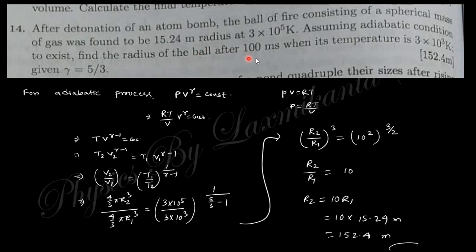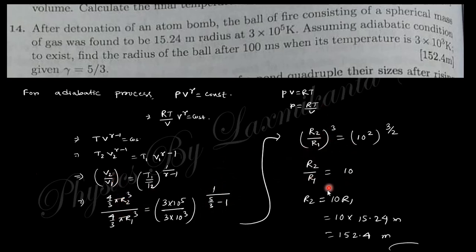So find the radius of the ball after 100 millisecond when the temperature is like that and gamma is like that. You can see here this is an adiabatic process, so PV to the gamma equals constant. Convert this P into terms of V and T, this is RT by V. If you put it, you will get the relation between temperature and volume like that. So this is T1 V1 and this is T2 V2 like that. So V2 by V1 equals T1 by T2 to the power of this. So this is the volume, 4/3 pi R cubed, and this is 4/3 pi R cubed, and the temperature will be like that. So finally you will get this expression, and this volume can be written in terms of the radius.